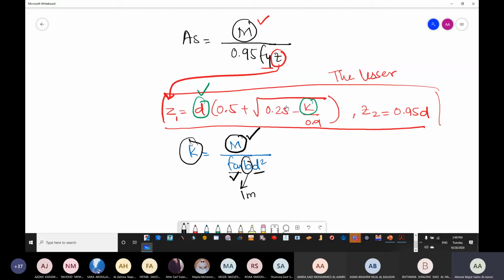Okay, so what we need to do, we need to calculate first k. After k, we are going to calculate z. After z, we are going to calculate As. Are we fine? k, z, and then As. Are we fine?